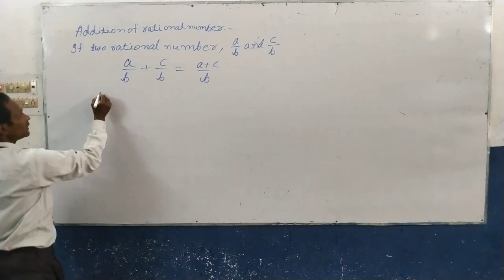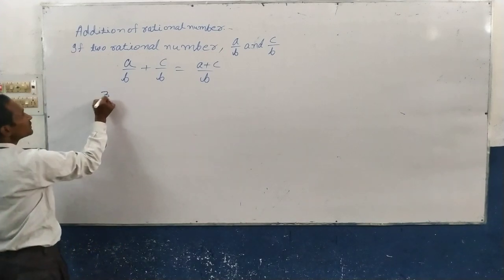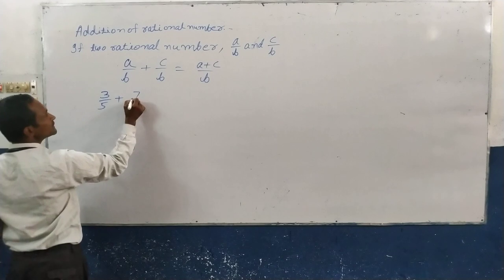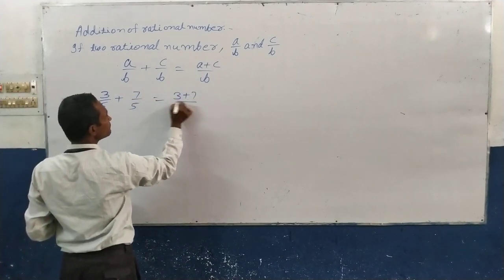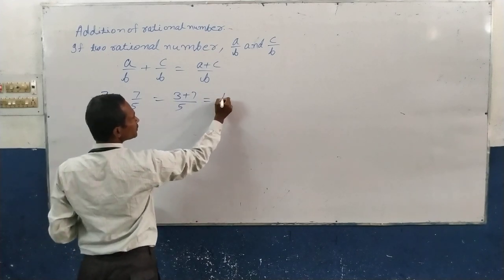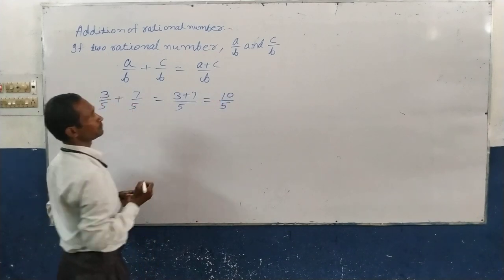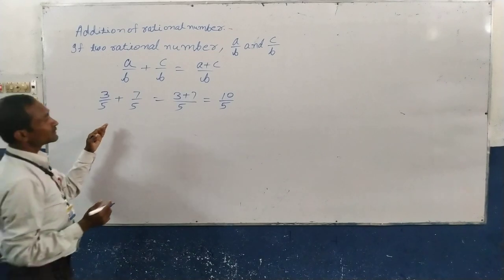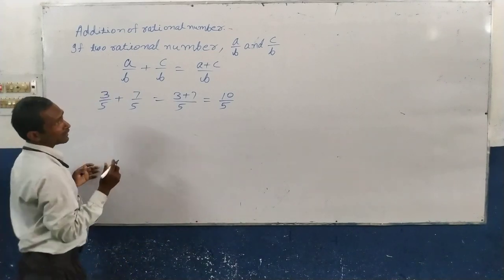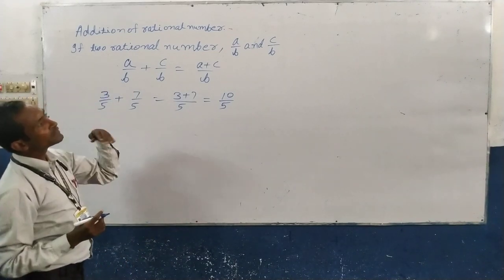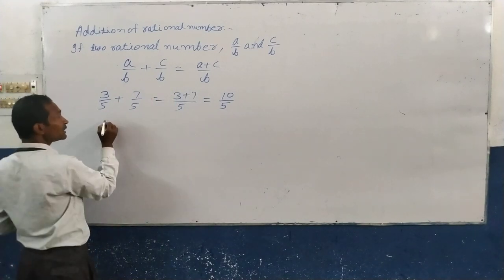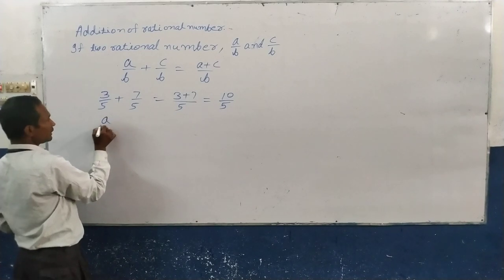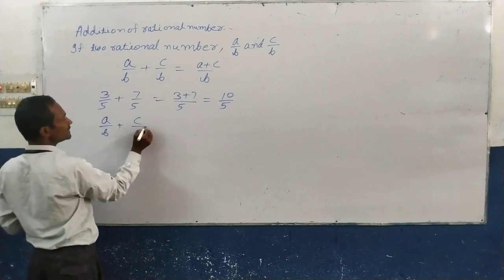Just like, take any integers, 3 by 5 plus 7 by 5 is equal to 3 plus 7 by 5 is equal to 10 by 5. If two different rational numbers, just like with different denominators, here the same denominator but now different denominators, just like A by B and C by D.